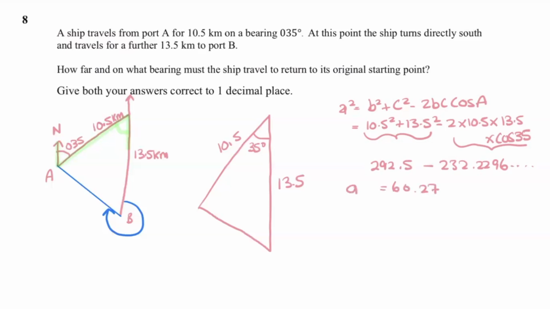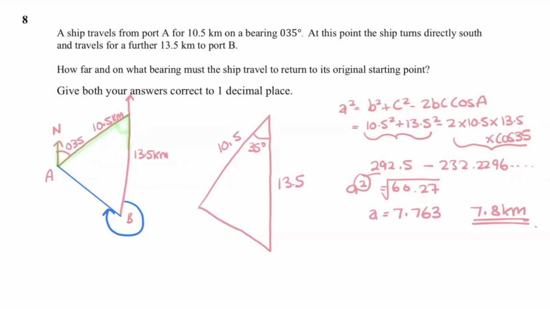Obviously that is a squared, so I need to square root, and then I get that side of 7.763. Now we've got to give both our answers correct to one decimal place. So our distance is 7.8 kilometers, and I have done that section of the question.